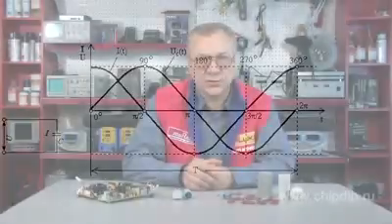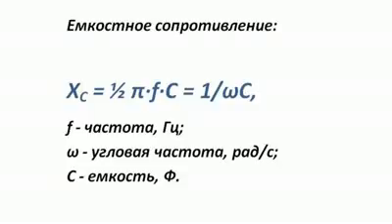Additional resistance added to the electric circuit by a capacitor is called capacitive reactance, abbreviated as XC. And remember, the higher the AC current frequency, the lower the capacitive reactance. Capacitor's capacitance is measured in farads, and the capacitive reactance in ohms.